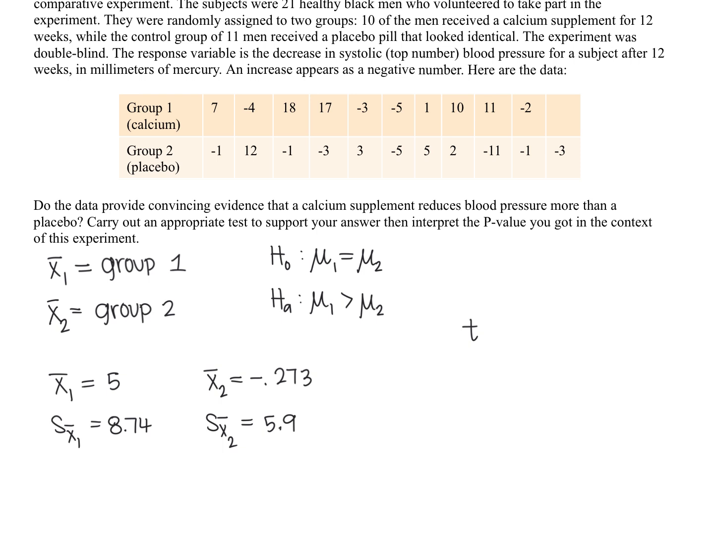So when we calculate our test statistic, we're going to do 5 minus negative 0.273, and then all over the square root of 8.74 squared over 10 plus 5.9 squared over 11. And we're going to get a test statistic of 1.6.